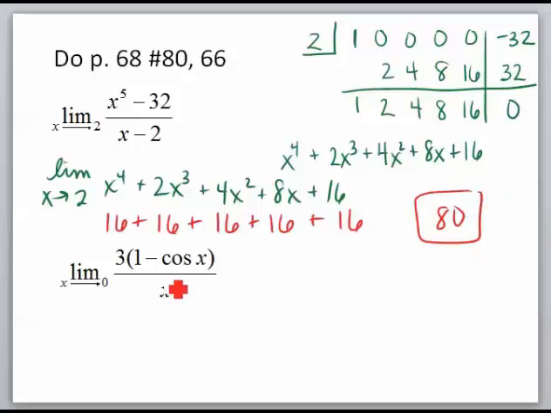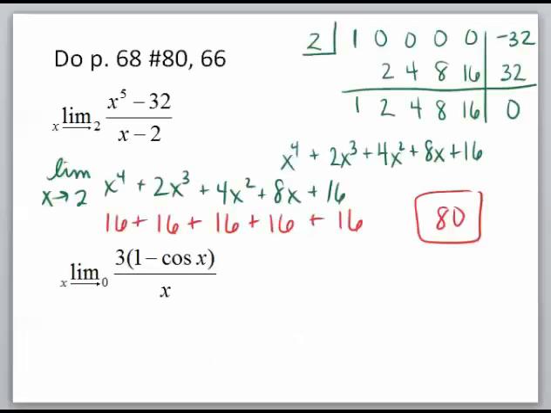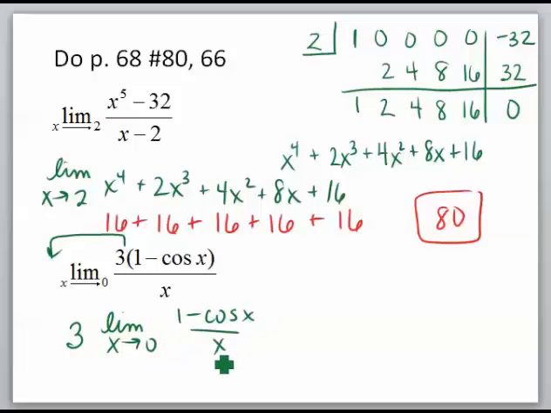The second one here, we're going to have to refer back to what we're supposed to memorize. I'll be using this limit right here. What I have is a scalar multiple, and we learned the other day that we can pull that out front. So we have 3 times the limit as x approaches 0 of (1 minus cosine x) over x. So really what I have is 3 times 0, because that's what this limit is equal to. So my answer is 0.